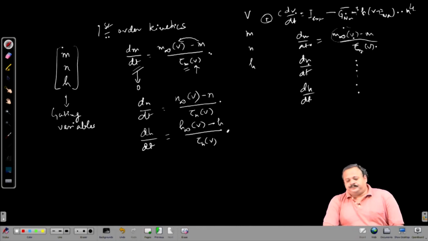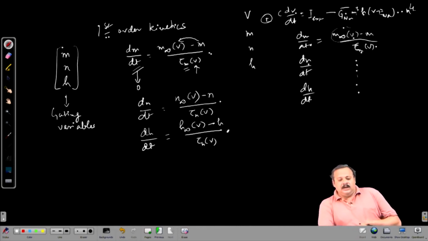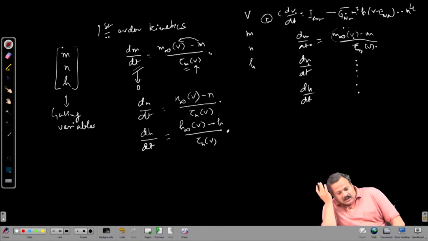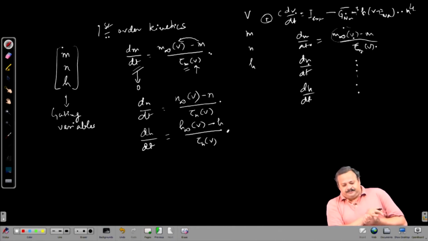So, the way m infinity V, tau m V and the other ones, that is h infinity V and tau h V, n infinity V and tau n V, are obtained is with those voltage clamp experiments that we described. So, essentially with fitting the curves, Hodgkin and Huxley estimated empirically what the m infinity V function would look like with voltage, and all the others, by fitting the time constants with the correct powers with the observed traces.